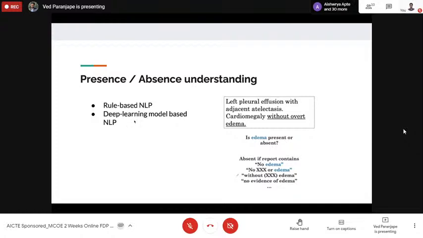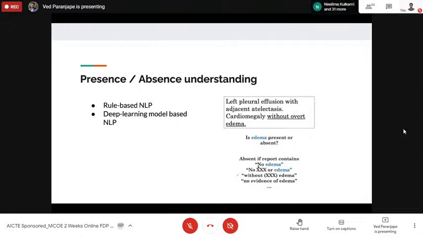In this process, it can be rule-based natural language processing or deep learning model-based natural language processing. I'll explain the rule-based NLP first. In this example, the report says: left effusion with adjacent... I'm not going to pronounce that because it's pretty hard. Cardiomegaly without overt edema. Is edema present or absent? We can generate pattern recognition or regular expression rules. If "no" comes before a disease or condition, most probably it is not present.